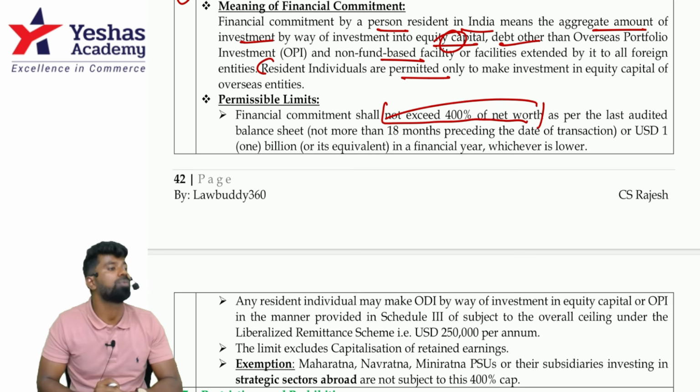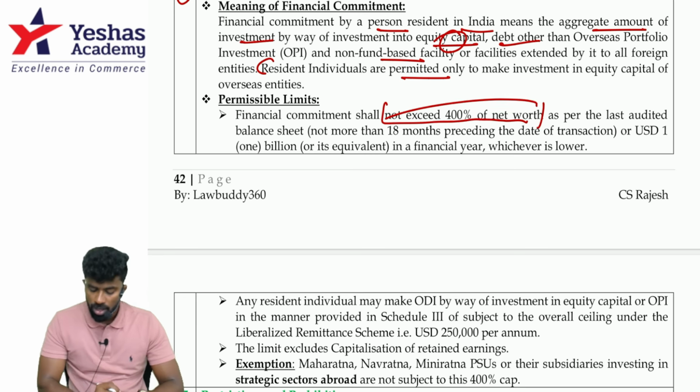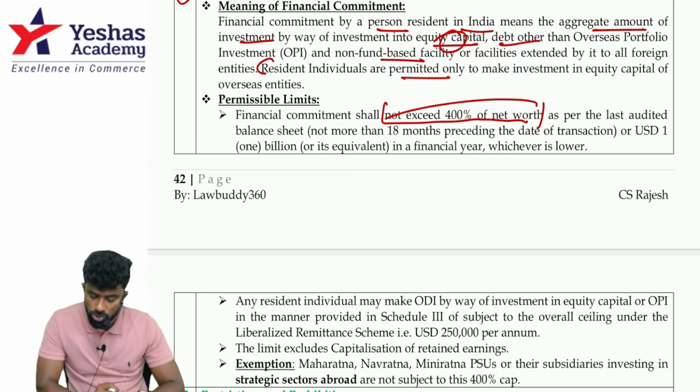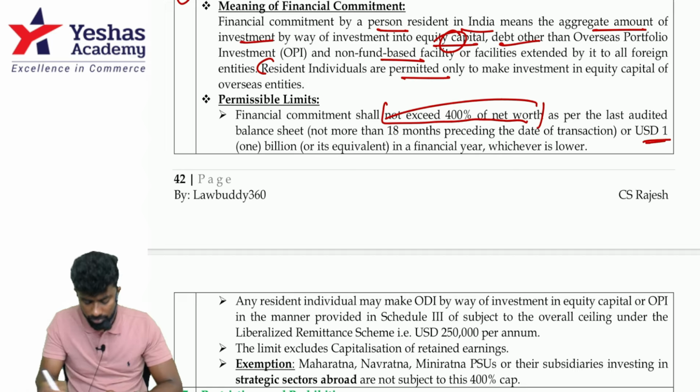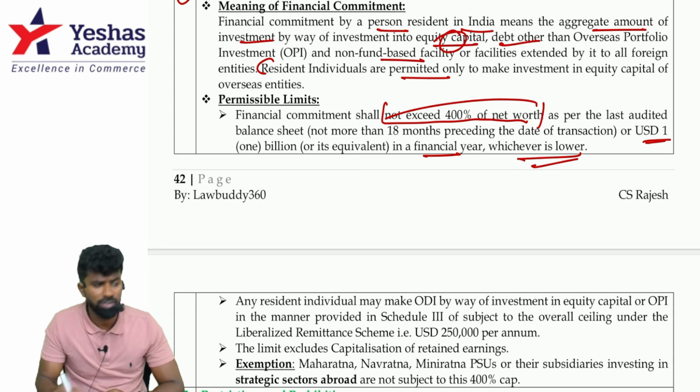400% of the net worth for the companies. As per the last audited balance sheet, it should not be more than how many months old? 18 months old. In a financial year or 1 billion. How much? In a financial year, whichever is lower.